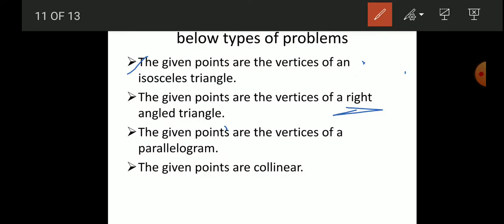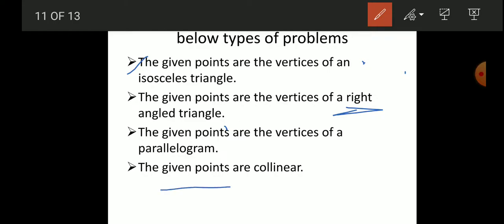Or whether the points are the vertices of a parallelogram, that is, whether the quadrilateral is a rectangle or a parallelogram, by using the length of opposite sides.